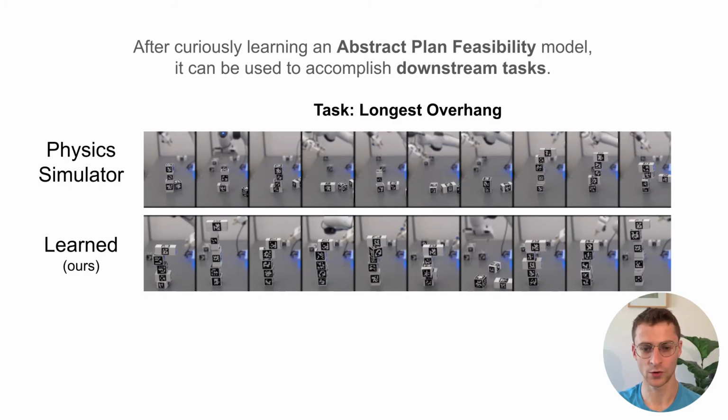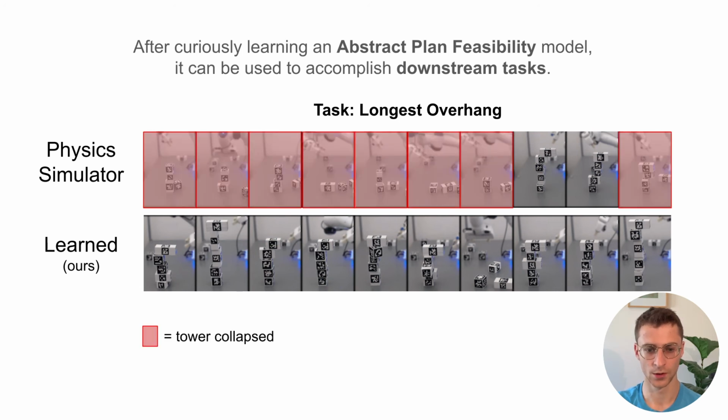Here are our experimental results for predicting plan feasibility for the longest overhang task. Predicting plan feasibility with a simple physics simulator leads to many unstable towers because of unmodeled real-world noise in the system. Our learned model outperforms the physics simulation, resulting in fewer unstable towers, as it is able to capture noise in the real-world system.